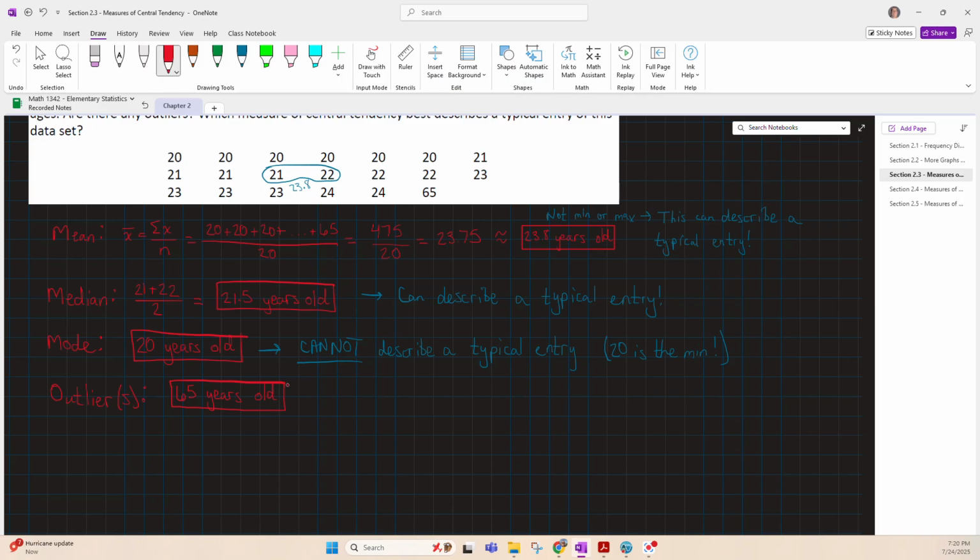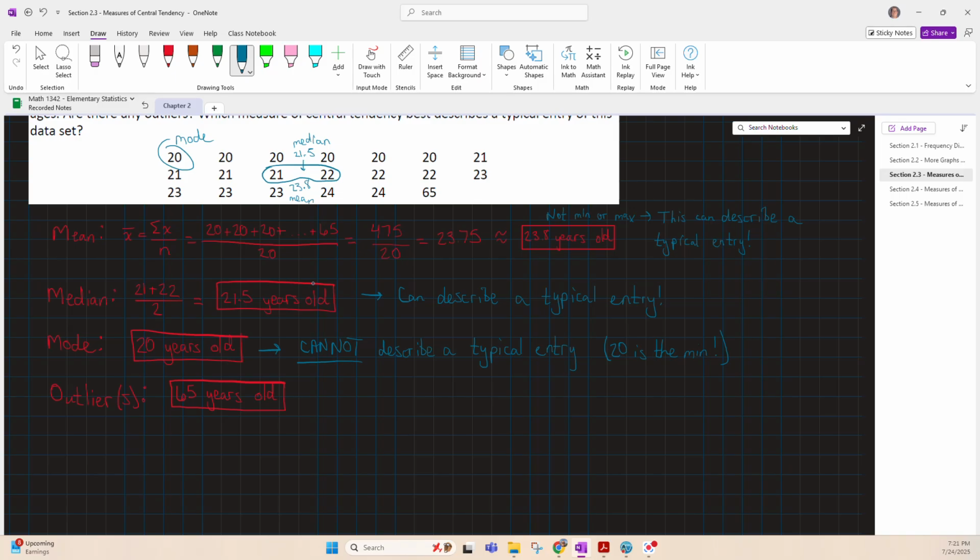Okay, so now, which one of these would you say would best describe a typical data entry? The mean, that's at the 23.8 where I marked, the median, which is the 21.5, or the mode. This is the median. This is the mean right here. Which one is more typical than the others? What would you say? We don't want to use mode. Mode is like the minimum.